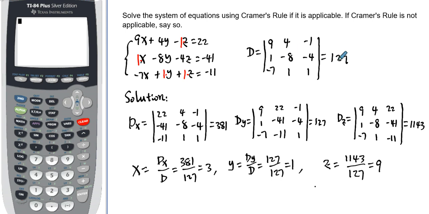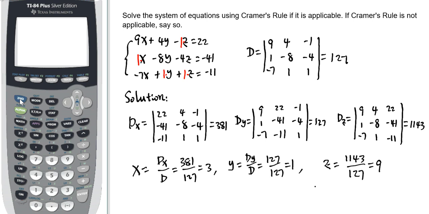Then we want to find the determinant of these four matrices. The first one is 9, 4, negative 1. I have input those matrices inside my calculator already.